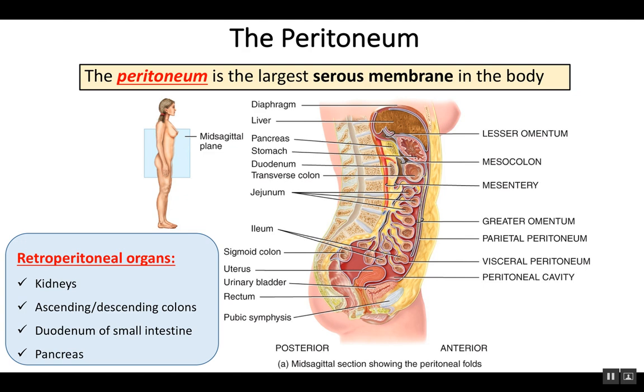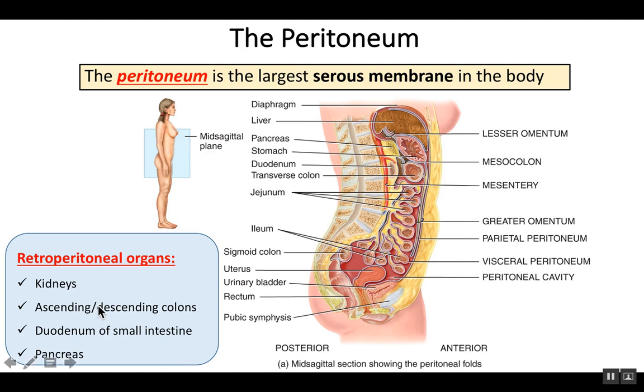There are some organs that lie behind the peritoneum. So we call these retroperitoneal organs. They include the kidneys, which we don't see on this picture because kidneys are not sitting right along the midline. They're off to each side, so you wouldn't see the kidneys, but they sit behind the peritoneum. Parts of the ascending and descending colons, those you also wouldn't see on this picture because the ascending colon is on the right side of the body. The descending colon is on the left side of the body.